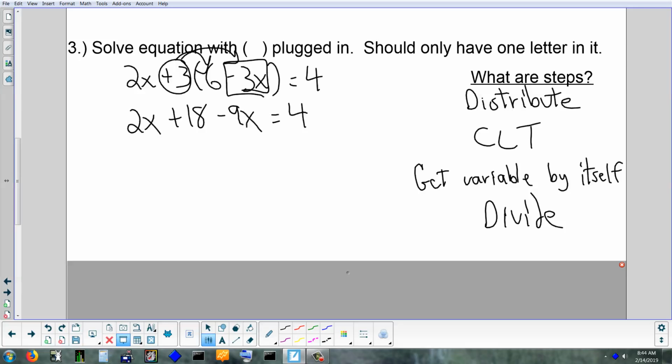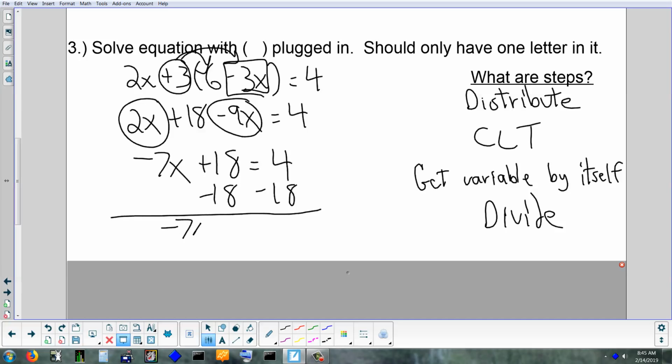What's my like term? 2x and negative 9x. When I do that, I'm going to get negative 7x plus 18 equals 4. Now I want to get the variable by itself. What do I have to do that, Ellie? Subtract 18. Subtract 18, very good.